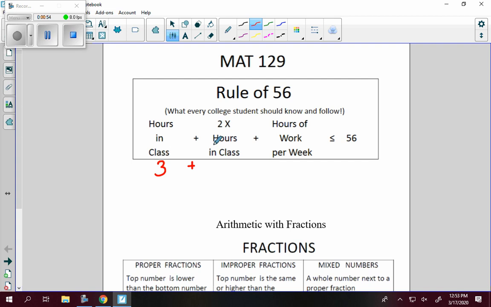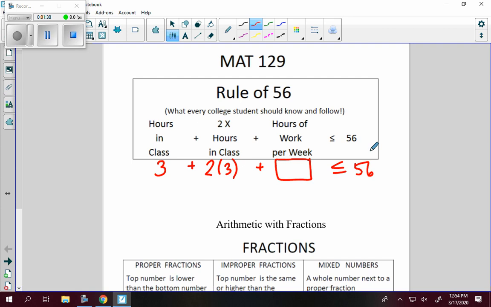Plus, for every hour you spend in class, you're supposed to spend 2 hours outside of class studying. So if you do 2 hours times the 3 credits, or 3 hours typically in a 15-week semester, plus the hours you work per week, it has to be less than or equal to 56 for you to be manageable. So this kind of tells you whether you could take a bigger course load, or if you should work less or work more, take fewer classes, that kind of thing.